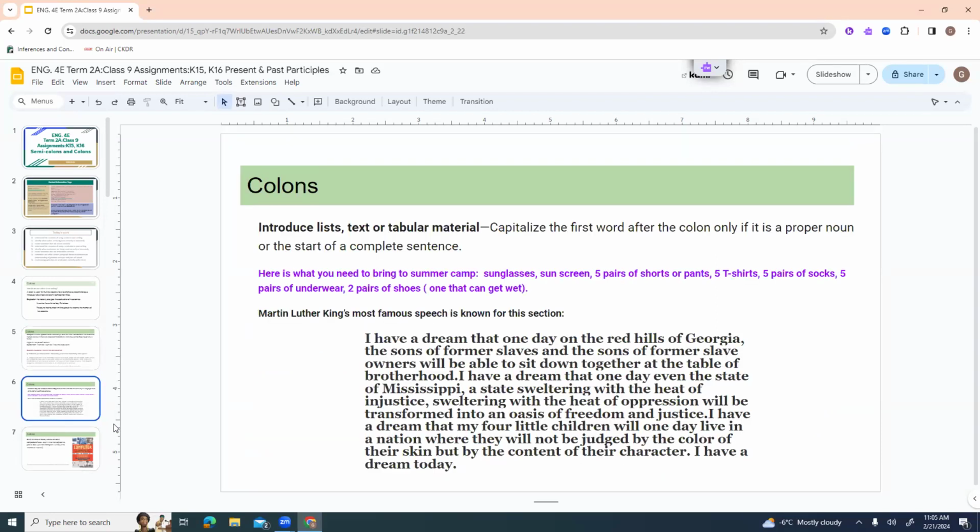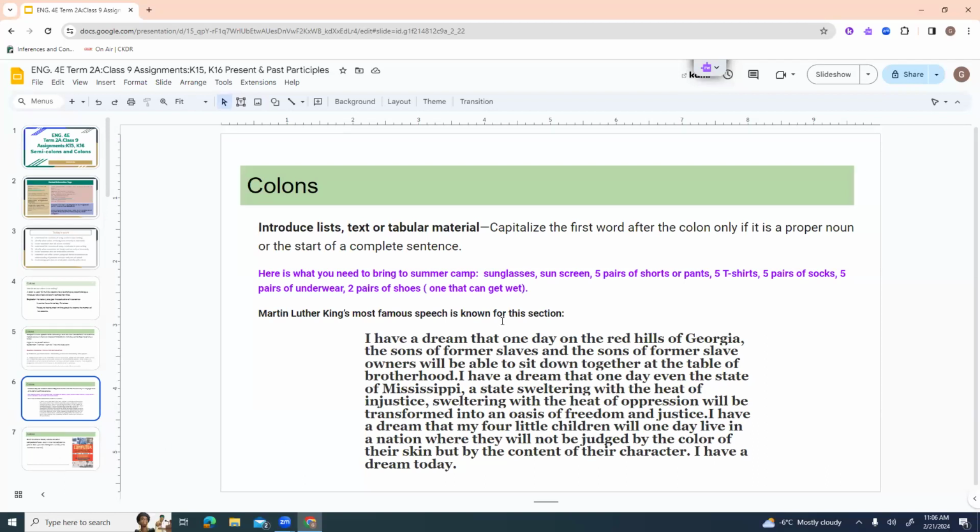Okay. You can also use it to introduce lists, text, or tabular material. If you're doing this, you don't need to capitalize the first word after the colon unless it's a proper noun like somebody's name, or it's the start of a complete sentence.